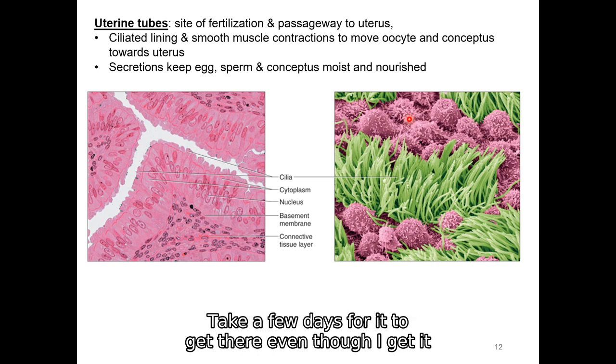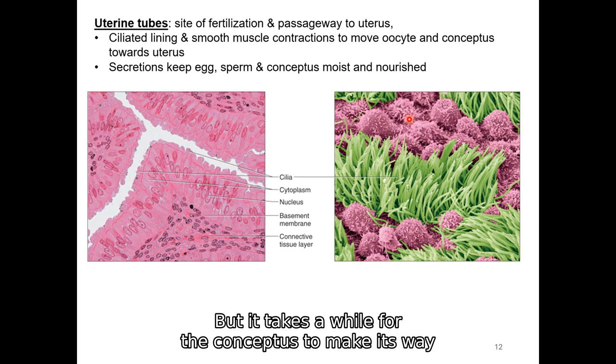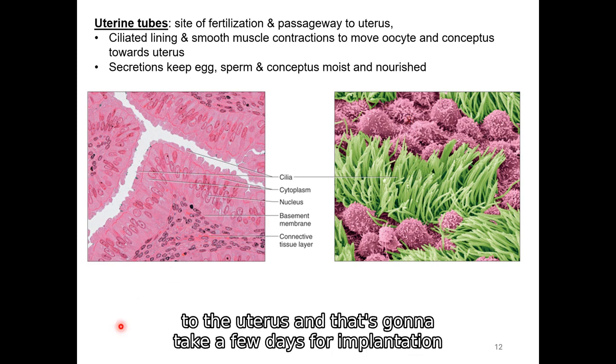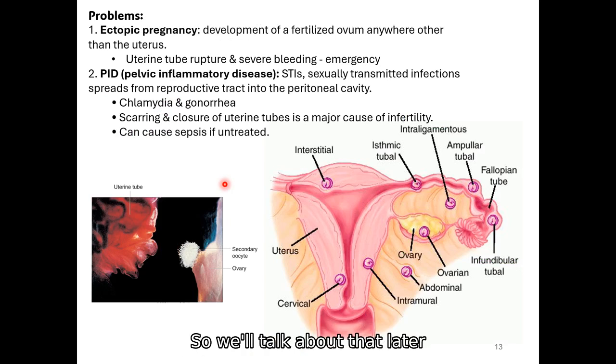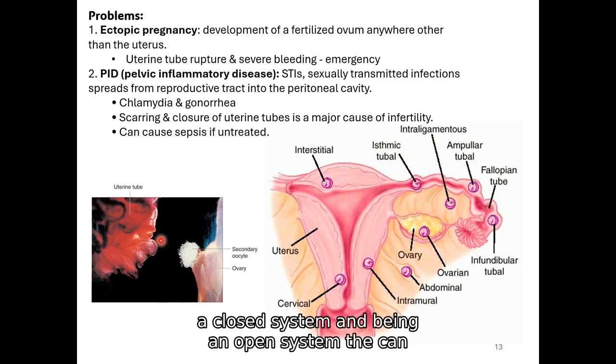And that's going to take a few days for it to get there. Even though it's only 4 inches, it takes a while for the conceptus to make its way to the uterus, and that's going to take a few days for implantation. So we'll talk about that later. So, problems with the ovaries and the uterine tubes: it not being a closed system, being an open system.